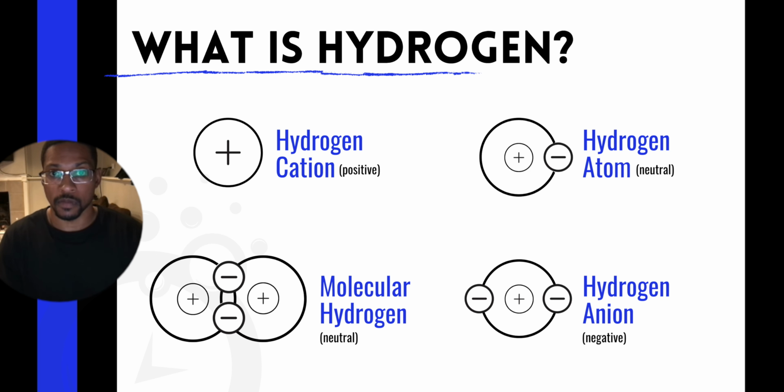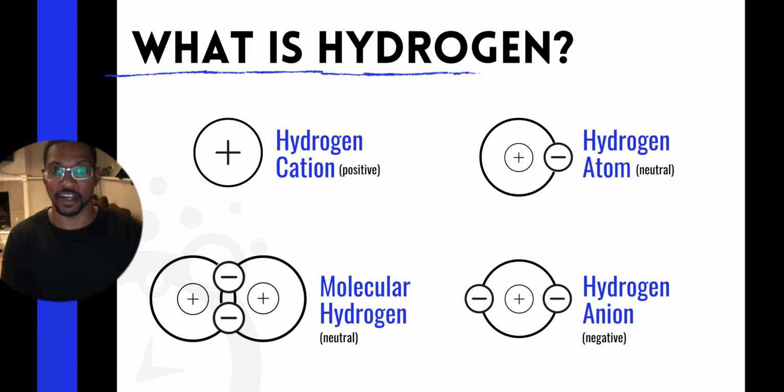So here are the 4 forms of hydrogen. The first form is a hydrogen cation, also known as a single proton. A hydrogen cation is a proton, and a proton is a hydrogen cation, and it is positively charged. Another name for it is a hydrogen ion. Then there is a hydrogen atom, which is 1 proton and 1 electron, and it's neutral in charge. It's also referred to as a radical, or a free radical.